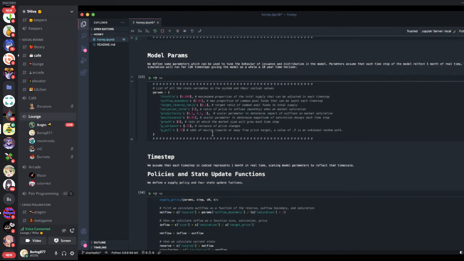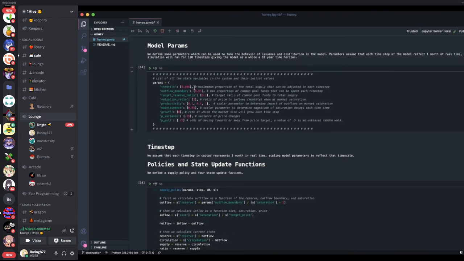And then our parameters: we have the throttle, which is the maximum the supply policy can be adjusted each time step. We wanted to ensure that over time there was a limit. Generally you would think about this in terms of percent per year, but it's actually a per time step parameter in the model.